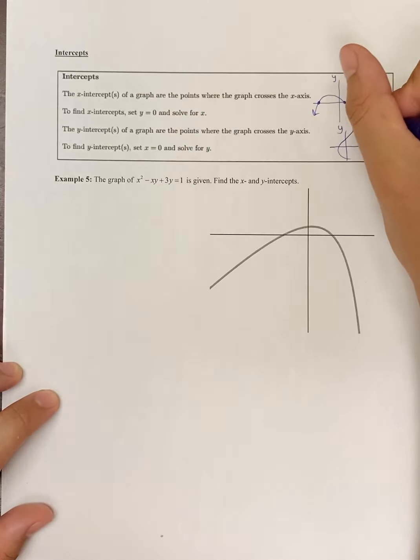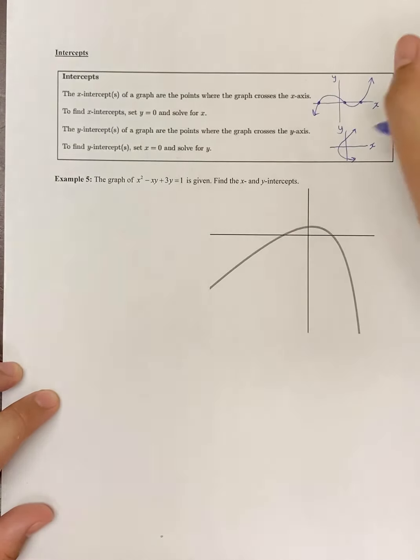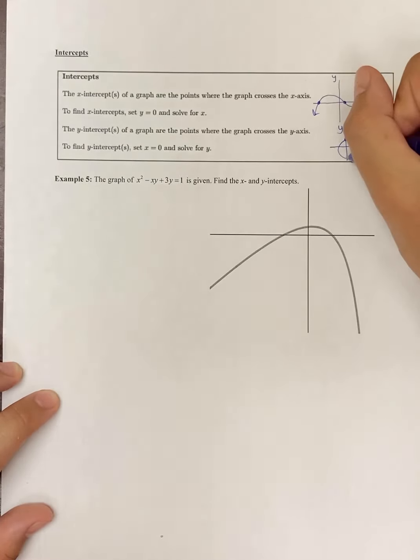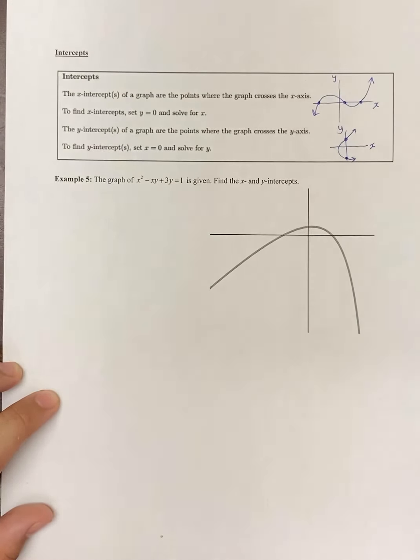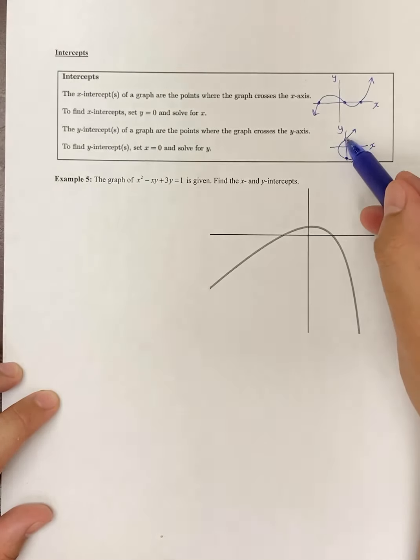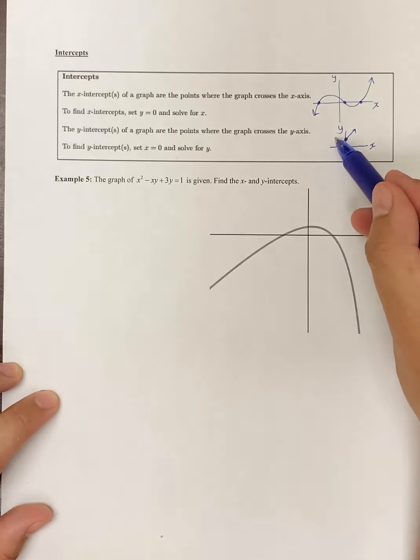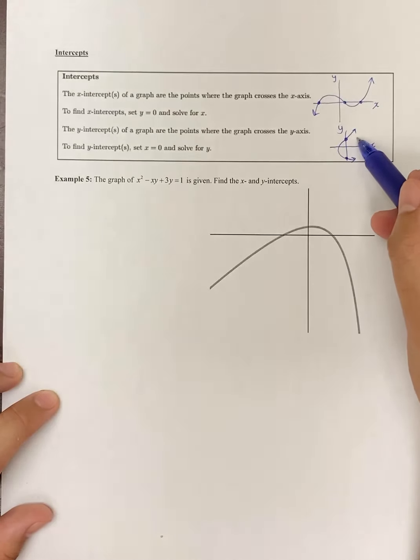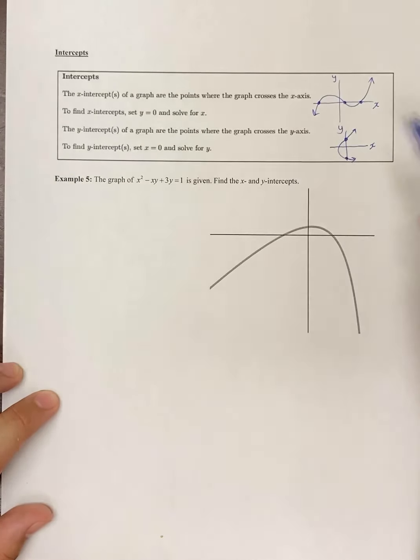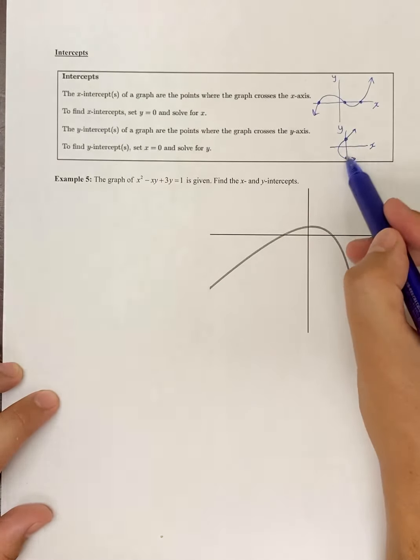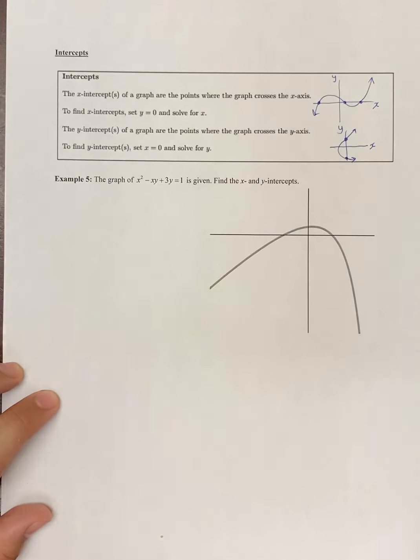Here's a graph. And this one happens to have 2 y-intercepts. I've got that point and that point. And notice that these points have x-coordinates of 0, right? Because they're neither left of the y-axis nor right of the y-axis. So the points directly on the y-axis have x-coordinates of 0. So if I wanted to know the coordinates of these points, if I had the equation of the graph, I could plug in x equals 0 and solve for y, and that would tell me where those points are located.